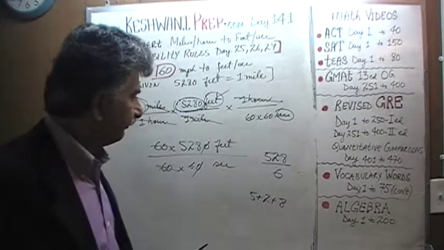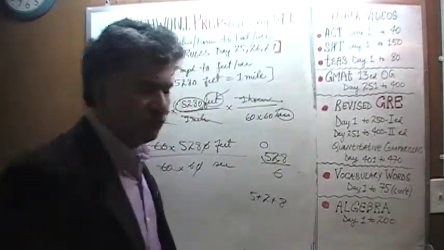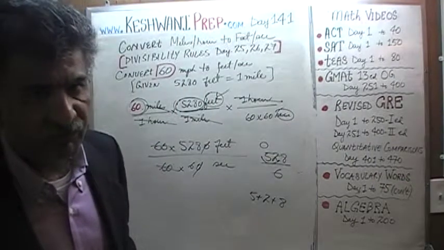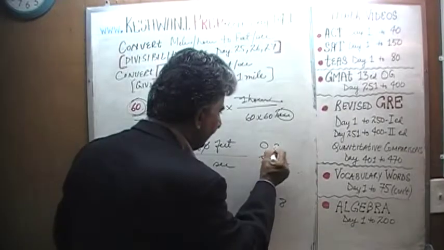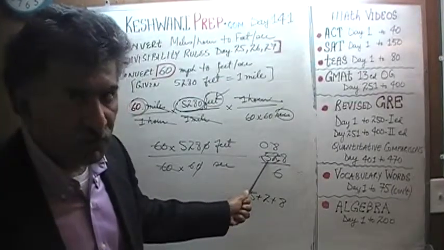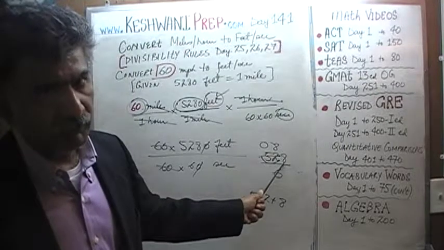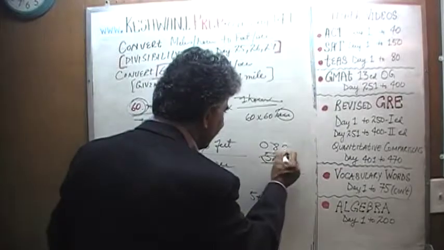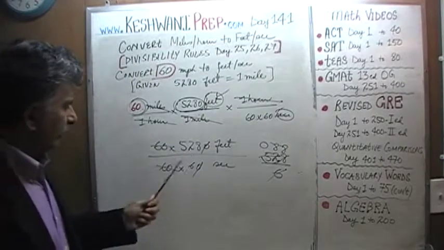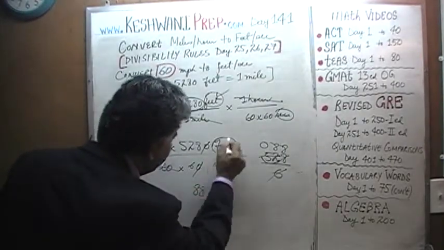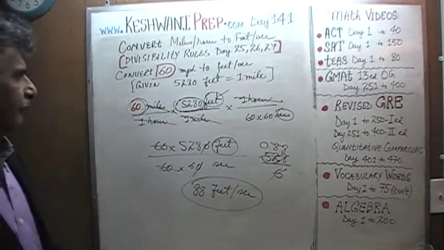Let's divide by 6. How many 6s does 5 have? 5 has no 6s. Pay attention, okay? That 5 is going to go and join the 2, becomes 52. How many 6s does 52 have? 52 has 8 6s. 8 times 6 is 48. We use the 48 from 52, we have a remainder of 4. That 4 goes and joins this 8 and becomes 48 one more time. And of course, 48 is going to have 8 6s one more time. There we go, we are done. The answer is 528 divided by 6 is 88 feet per second.